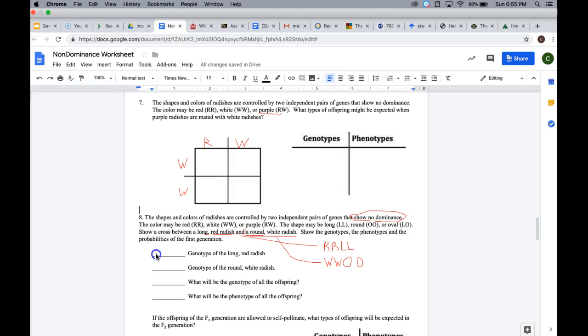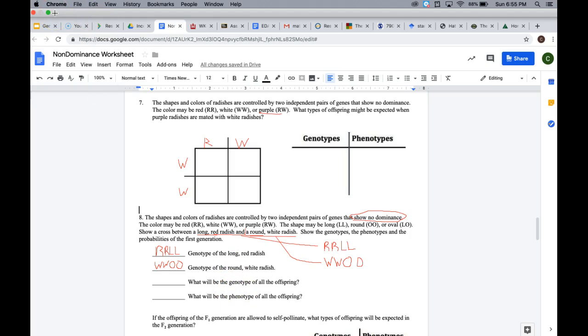Long red radish is RL. Round white radish is WO. Now you'll have to do a dihybrid Punnett square for these. So do that on the back or something if you want to, and then you can get this.